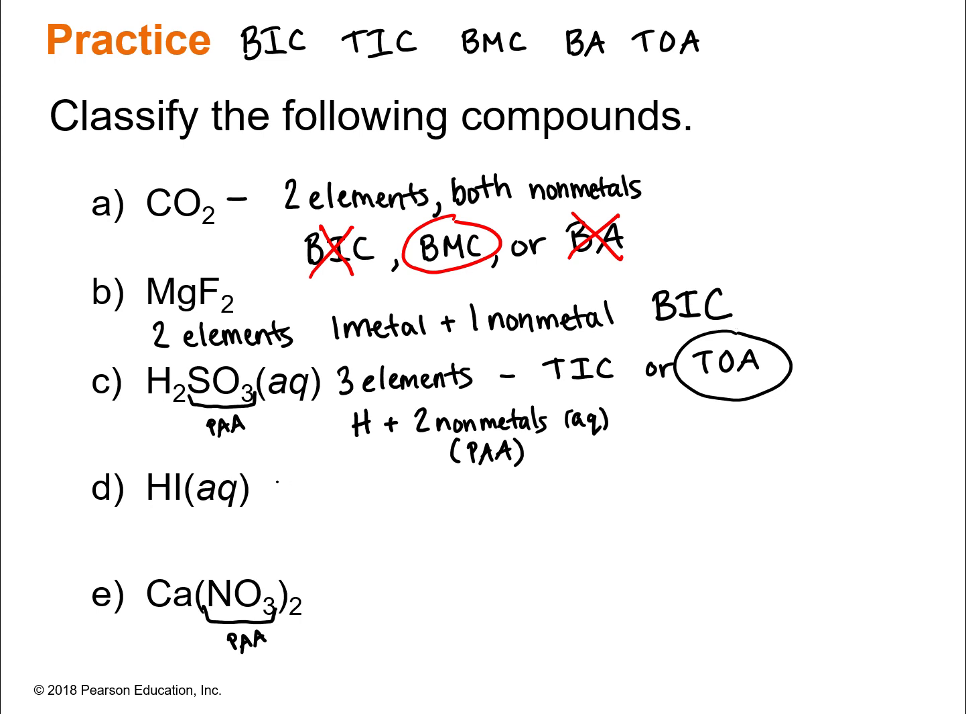Letter D. 2 elements. That narrows down our choices to binary ionic, binary molecular, or binary acid. I see that aqueous there, and it starts with a hydrogen, so it's got to be an acid.